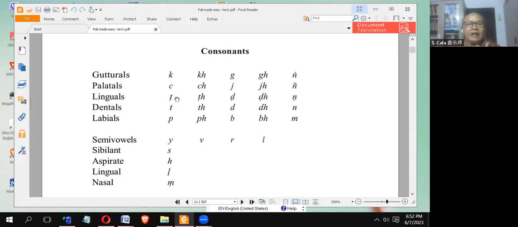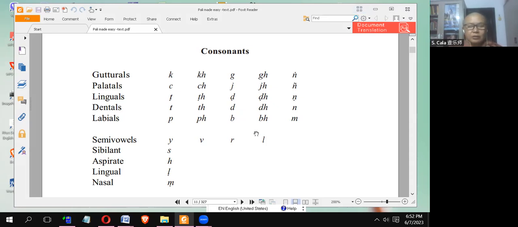Then the ta, you curl the tongue. Ta, da, na. Then the dental, use the teeth. Ta, you see the teeth? Ta, da, na. Then pa, ba, ma. All right. Okay, thank you.